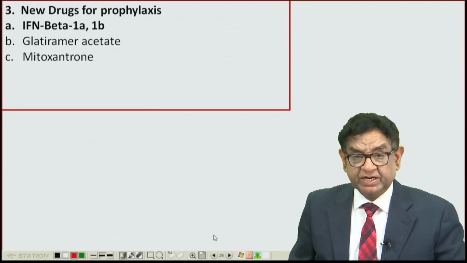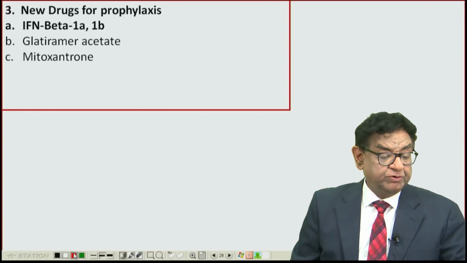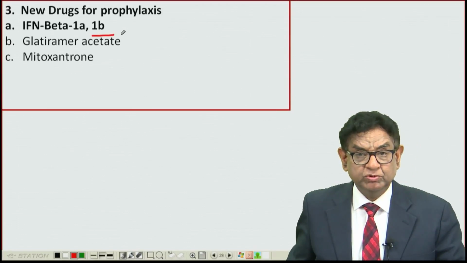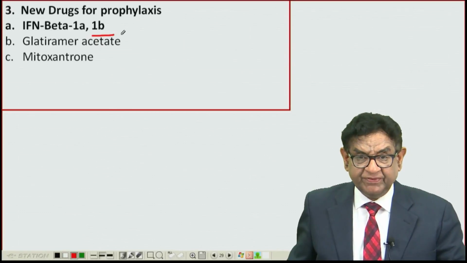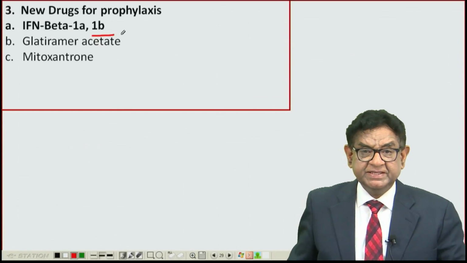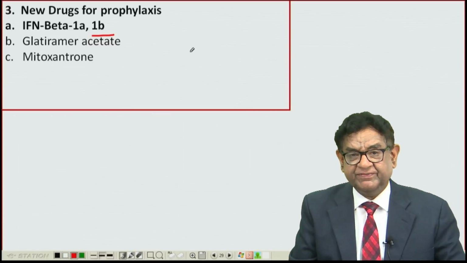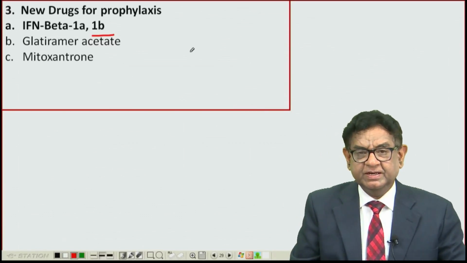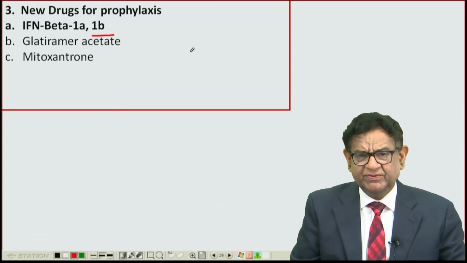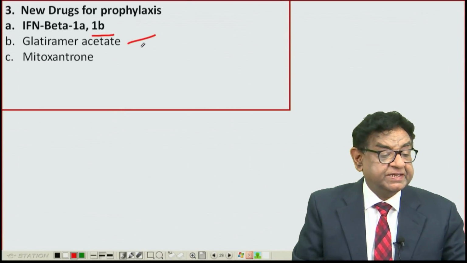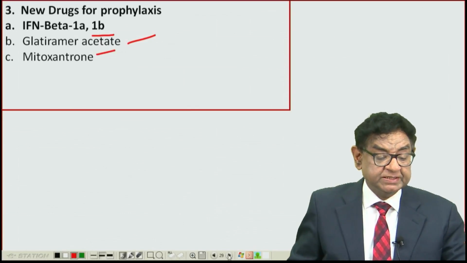Now, what are the newer drugs for prophylaxis? The newer drug is interferon beta 1A and 1B. It's one of the most widely used drugs as prophylaxis. It's a very effective drug, and it doesn't have much of a side effect. It's a wonderful drug, with fewer side effects, hardly any flu-like symptoms may be there. The second drug is glatiramer, or mitoxantrone is another drug.